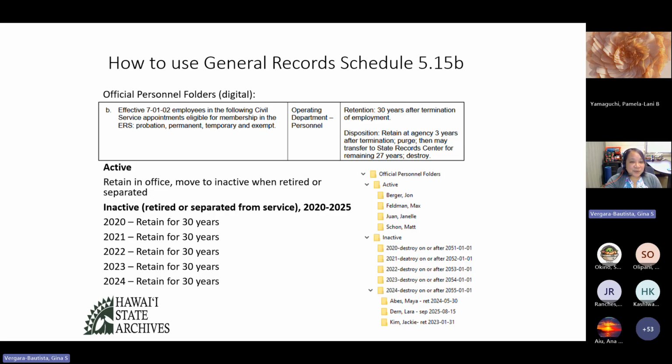And then when these people start retiring, you will create each year a folder, and you will move that official personnel folder into the proper folder when it became inactive. Either the person retired, separated from service, something transferred. And you put it in that inactive folder for the correct year, because that year that you put it in there is when the clock starts ticking in terms of retention. You can even put there destroy on or after whatever date, 30 years later.